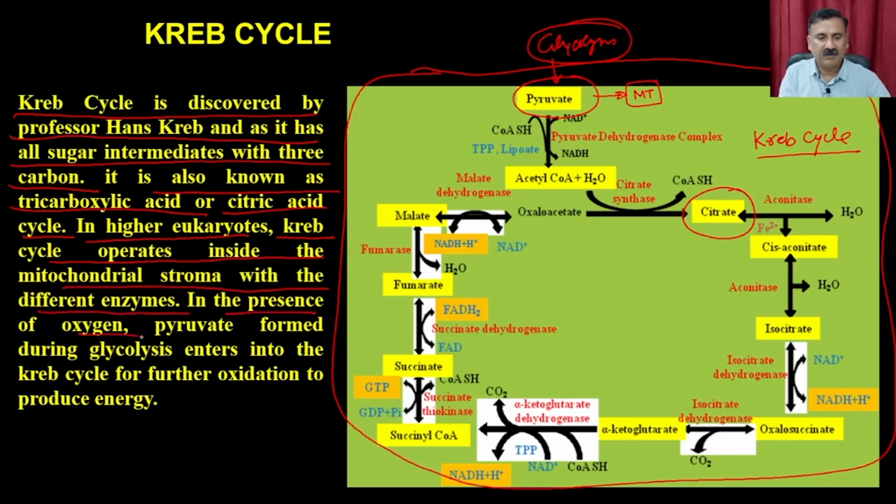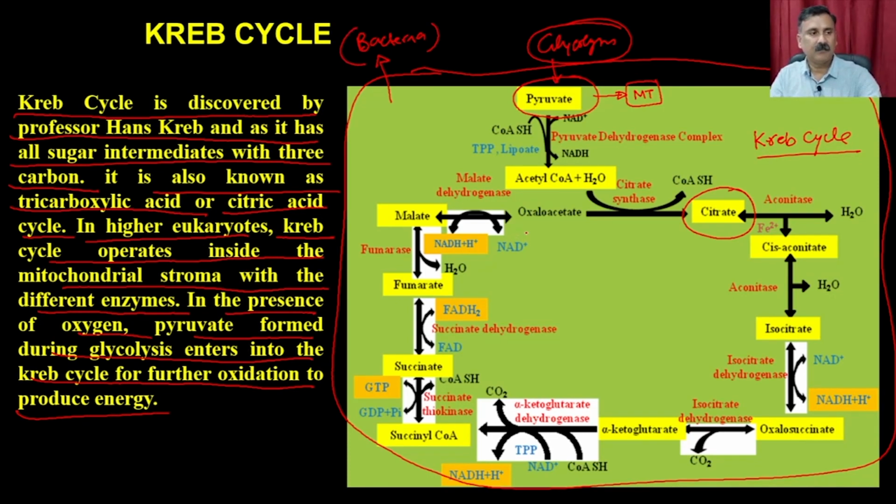In the presence of oxygen, the pyruvate formed during glycolysis enters into the Krebs cycle for further oxidation to produce energy. This means this particular cycle, which is required for carbohydrate degradation to produce energy under the catabolic reaction, is not present in bacteria because bacteria do not contain mitochondria. So you can have these many reactions.